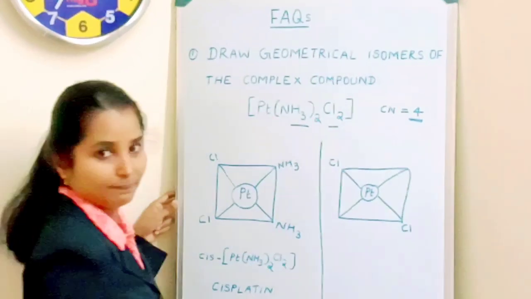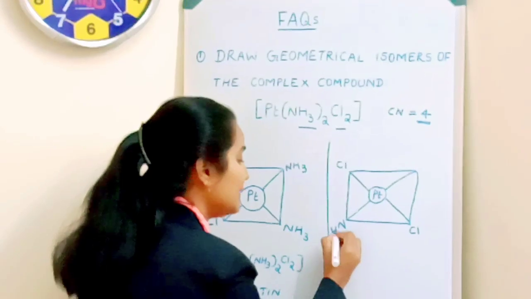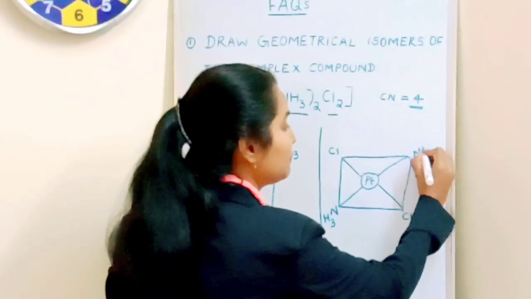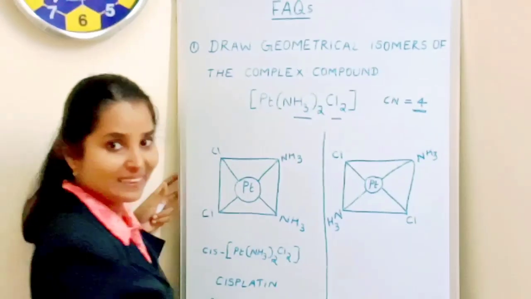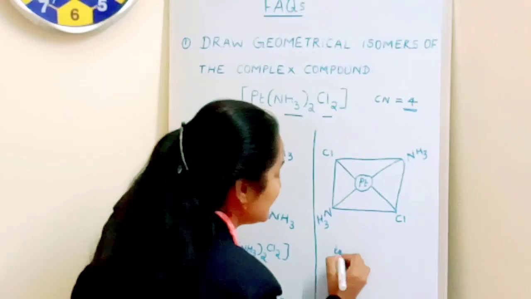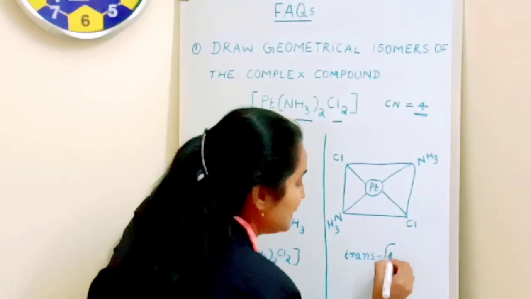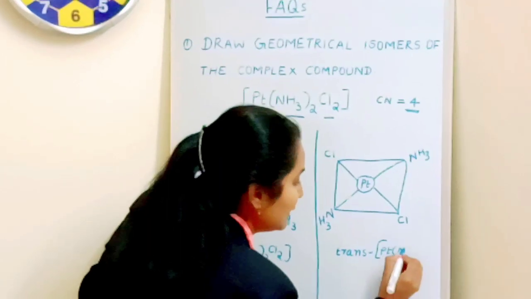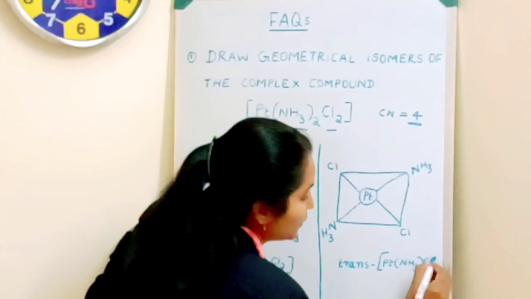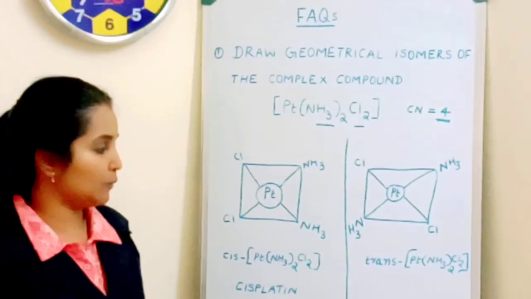So here Cl. Okay, and then we have NH3, 2 NH3 remaining. One NH3 I have kept here, and the other NH3 I have kept here. So we have done the trans form of the given coordination compound also. So this is trans-Pt(NH3)2Cl2. So this is the trans form of the given coordination compound.